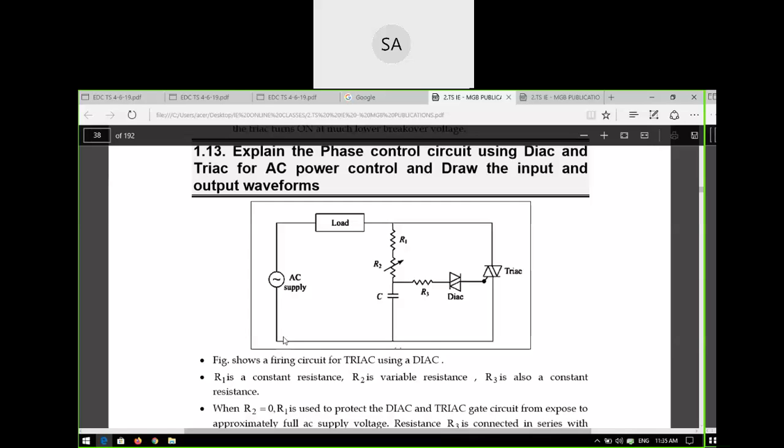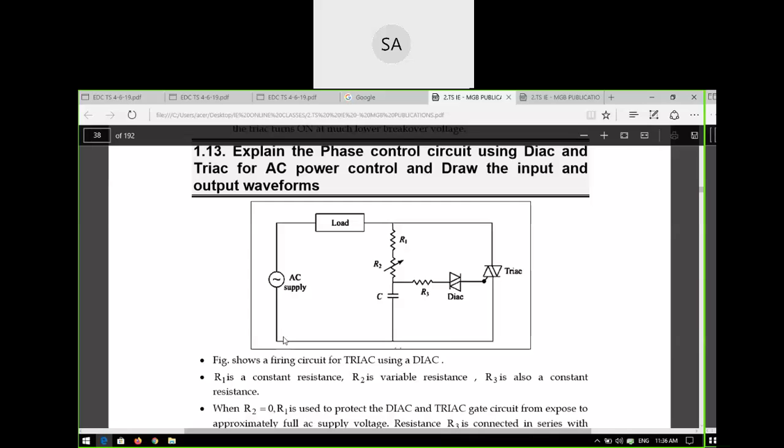Whenever R2 is 0, the time constant is less. So time constant is less means what will happen? Alpha is less. Alpha is less means the conduction angle is less. So what will happen? It will trigger the DIAC, that will be given to the TRIAC, and the conduction will start at pi minus alpha. So is it clear? Alpha is the firing angle, and pi minus alpha is the conduction angle.